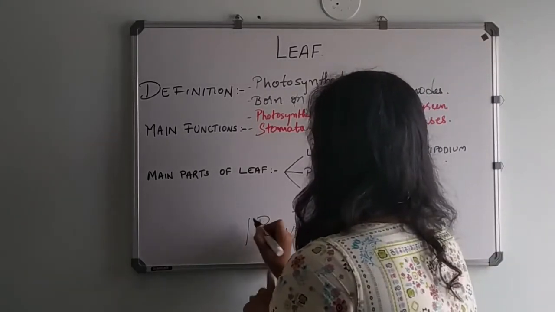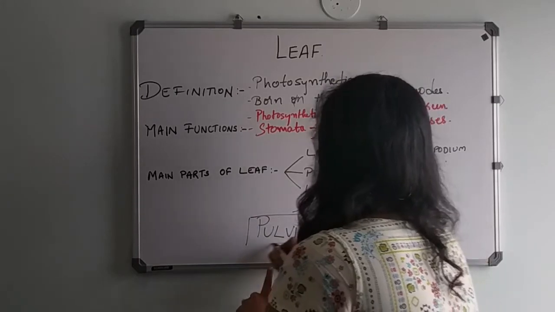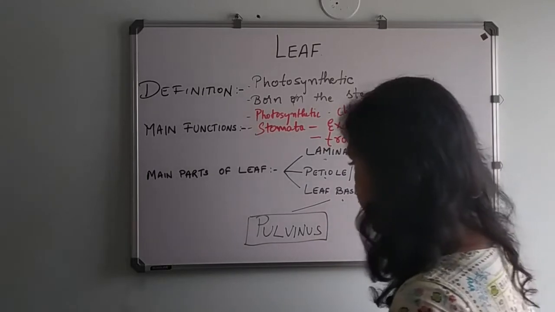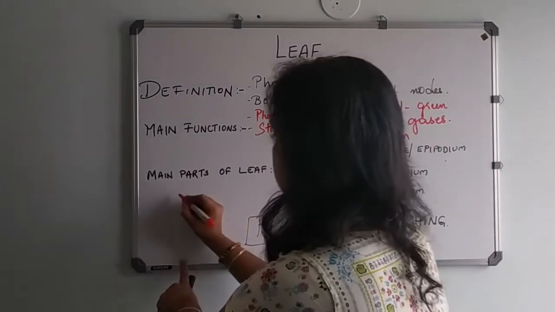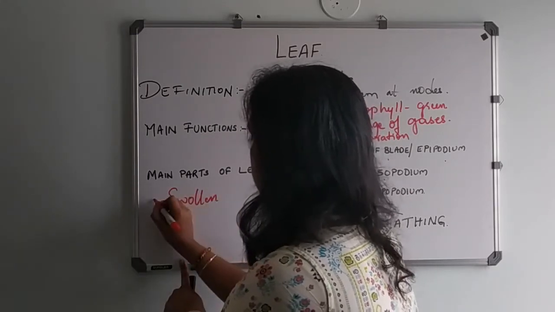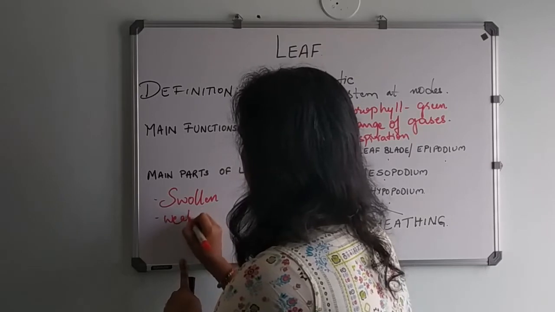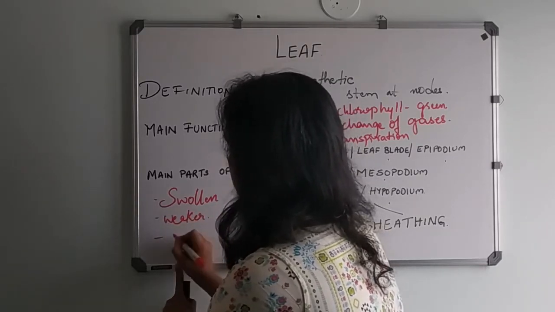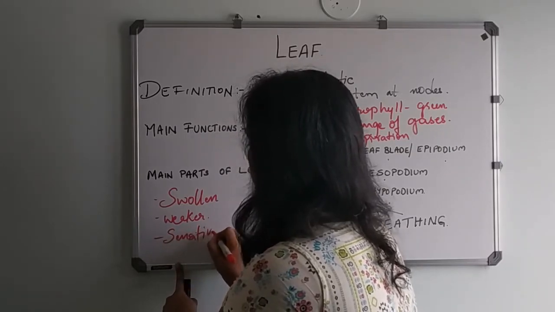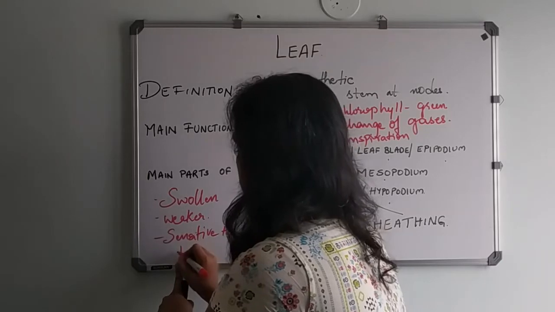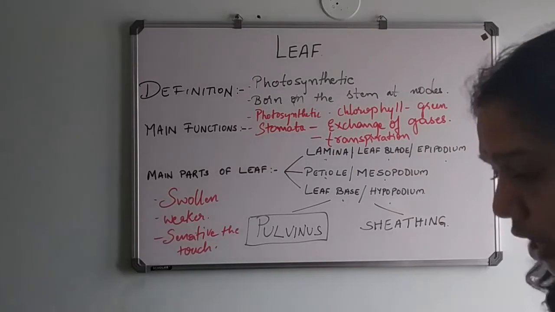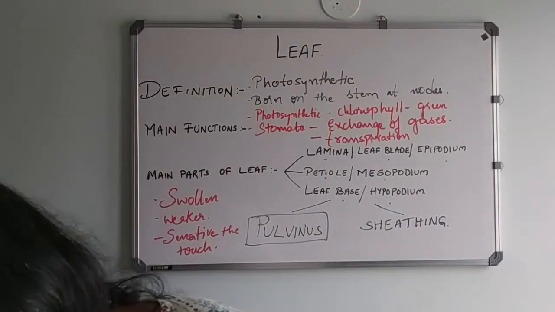First, we are going to talk about the pulvinous leaf base. As the name suggests, the pulvinous leaf base is swollen, somewhat bigger in size, and a little weaker. It is weaker, but it is sensitive to touch. Okay, sensitive to touch. So I will show you how the pulvinous leaf base looks.